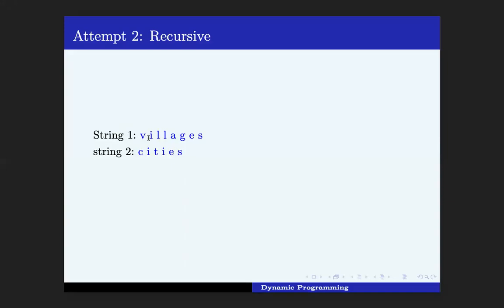So I have these two strings, villages and cities, and I want to find out the longest common subsequence. What is it that we want to solve here?